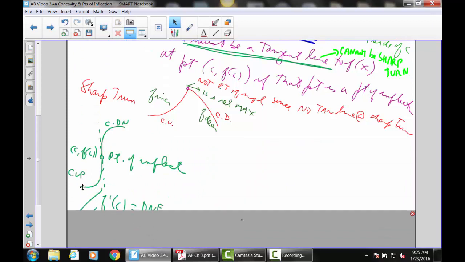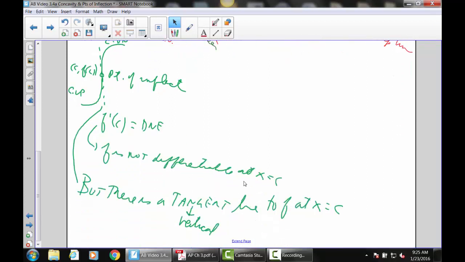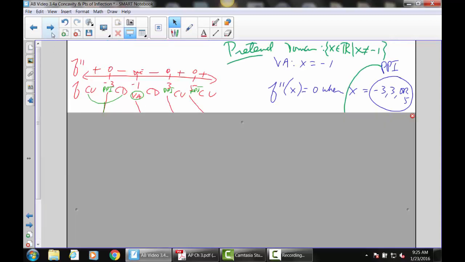Okay, here's a case where there is a tangent line, albeit a vertical tangent line, and the graph does change from concave up to concave down, and there's a tangent line there, so it is a point of inflection. So even though the first derivative doesn't exist at that point, because the function is not differentiable there, there still is a vertical tangent line there.